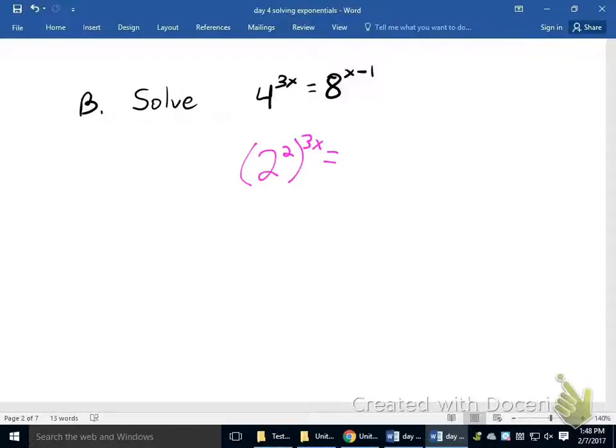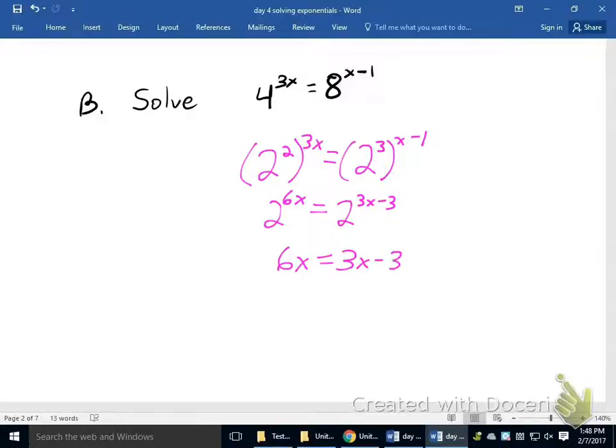And I'm going to change the 8 to a base of 2. It's 2 to the 3rd power. You got to be used to thinking about higher powers than just the square that you've been using for so long. Alright, now that I've got that, I'm going to simplify both sides. So this will be 2 to the 6x when I multiply there. The right hand side will be 2 to the 3x minus 3. So now I can drop my bases. So 6x equals 3x minus 3. I'll minus the 3x from both sides. So 3x equals 3, divide by 3, and I get x equal to 1, and I'm done.